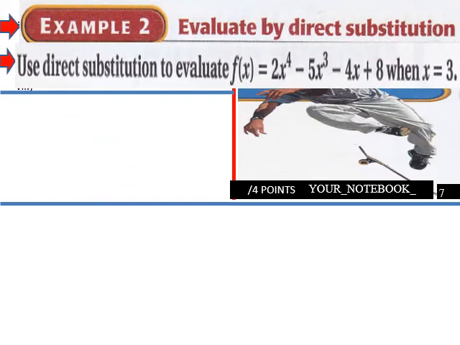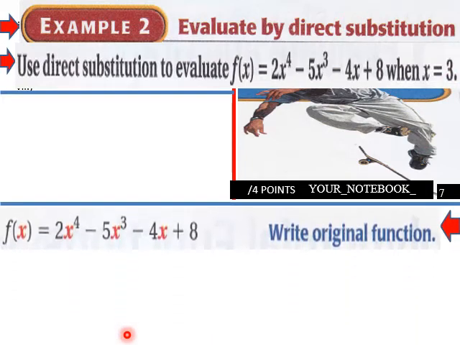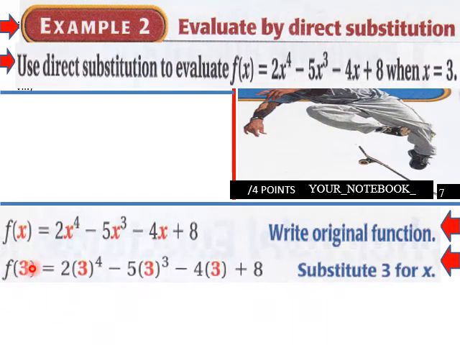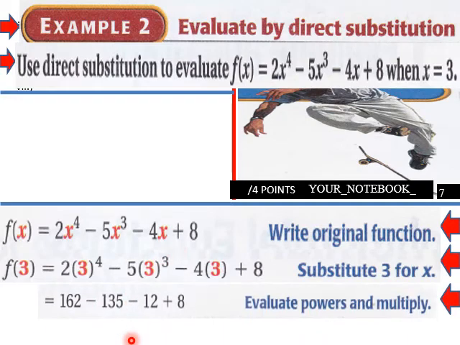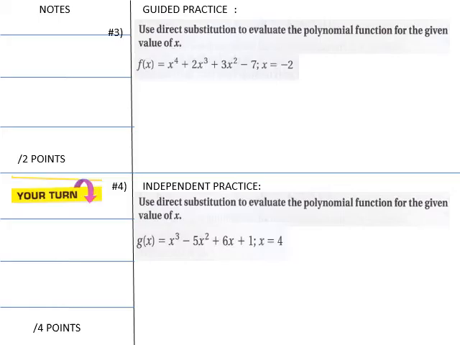Okay, example 2, evaluate by direct substitution. We're going to plug this into that function now. Here are plug-ins for x. We're going to put f of 3 in, so we substitute 3 for each one of those x's. And we get this amount here, and combining like terms, we get 23.